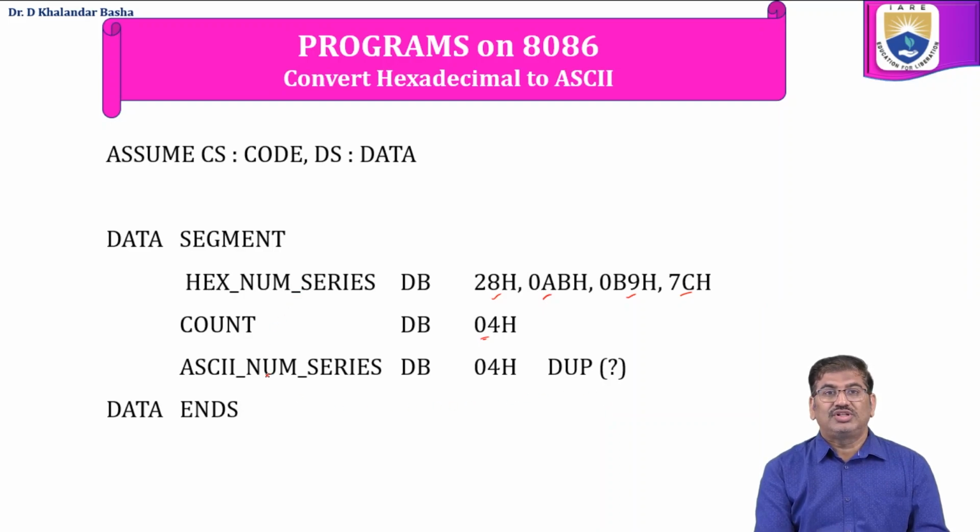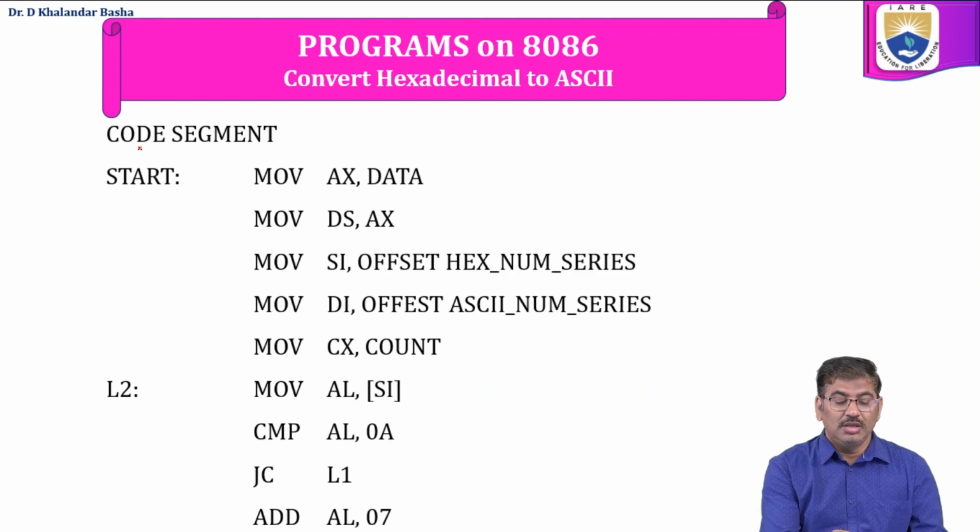Then after conversion, we are going to use the ASCII numbers which are of 8-bit size. How many values do we have? 04H, and to reserve the memory we use DUP question mark, for uninitialized. To end the data segment, we use the data ENDS. Now we will start the code segment by using the segment directive with code. At the start of the code segment, the first instructions load the data segment address assigned by the assembler into the DS register by using MOV AX, data followed by MOV DS, AX.